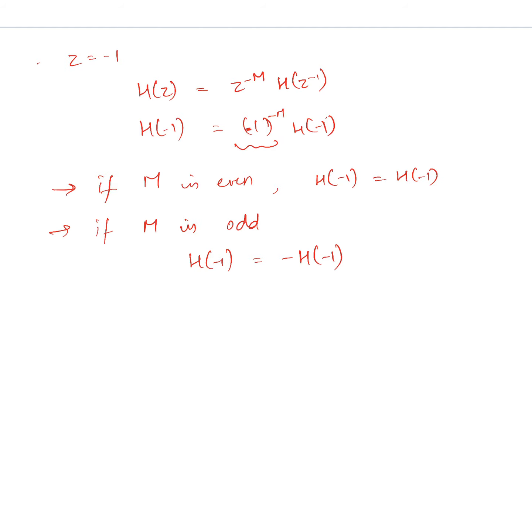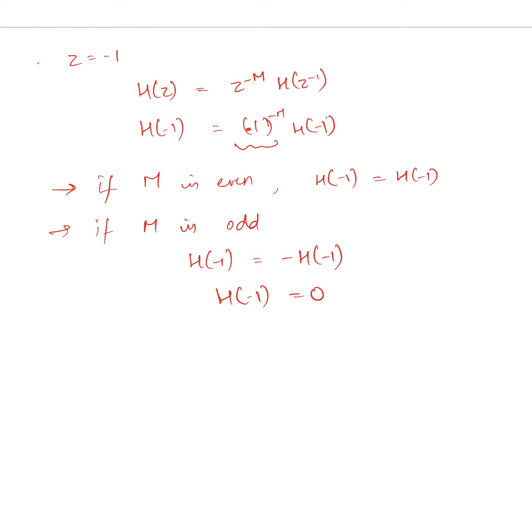So what does it imply? That this equality would hold if H(minus 1) is a 0. So it must be a 0. If M is odd, then it should have a 0 at minus 1. So what it says is that for a symmetric impulse response with M odd, the system function must have a 0 at z equal to minus 1.